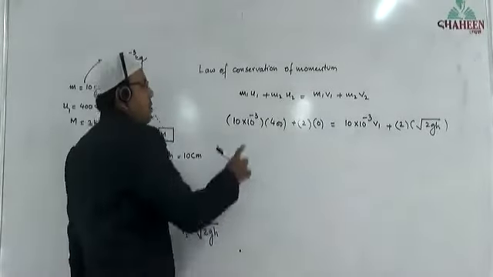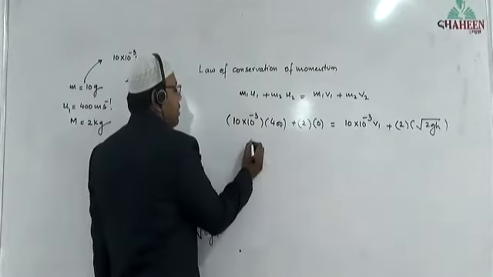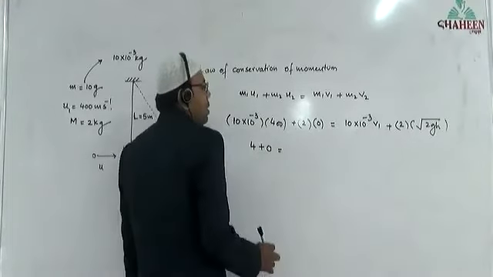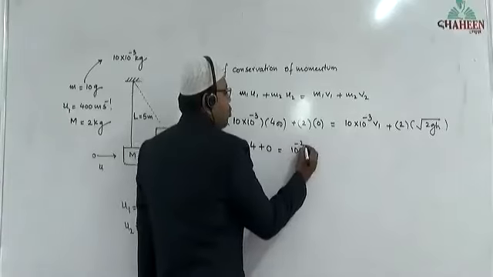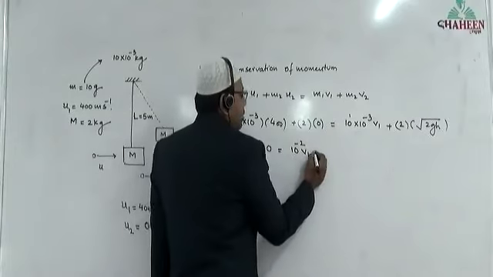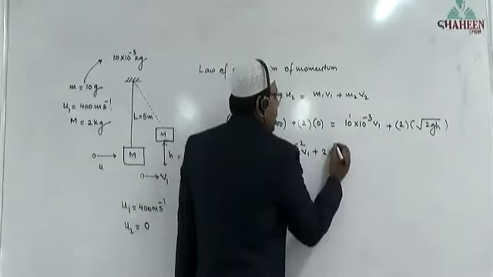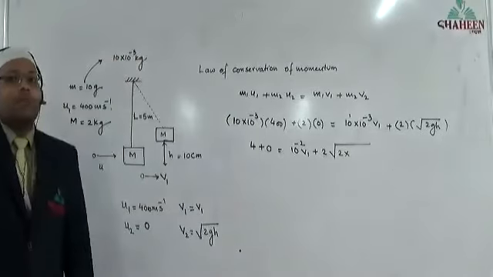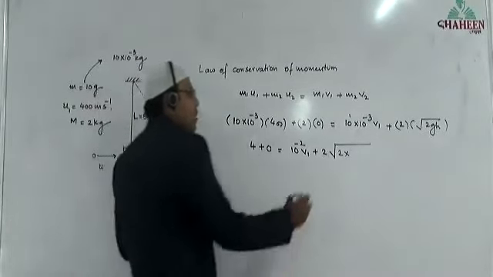This is 400 into 10, 4000. That means 3 zeros, and this 10 power of minus 3, so it will become just 4. And 2 into 0 is 0. That is equal to this part, 10 power of minus 2 V1, because it is 1. Plus 2 times under root of 2g. What is g? Let us take 9.8 because the simplification will be easy for this problem.